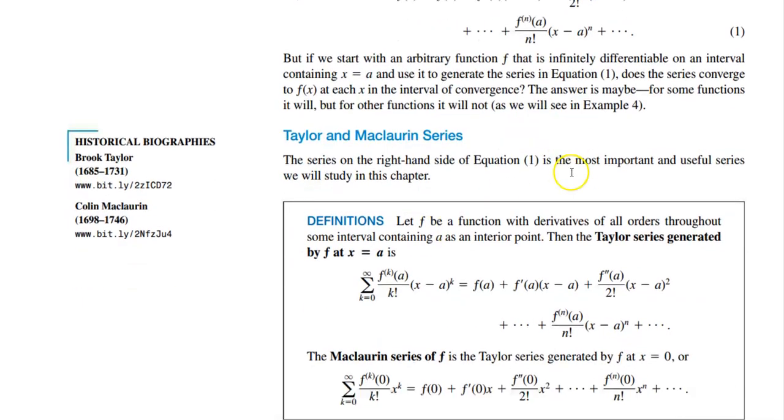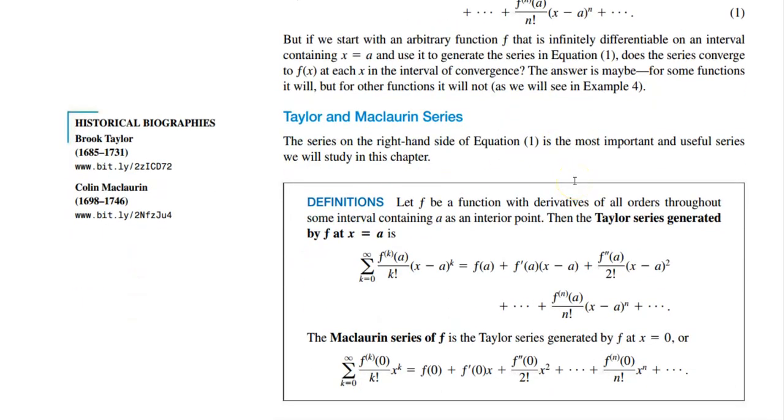So here's our Taylor series definition. Let f be a function with derivatives of all orders throughout some interval containing a as an interior point. Then the Taylor series generated by f at x equals a is the series, the sum over k from 0 to infinity, of the kth derivative of f at a over k factorial times x minus a to the k power. So that's f of a plus f prime of a times x minus a plus f double prime of a over 2 factorial times x minus a squared plus, plus the nth derivative of f at a over n factorial times x minus a to the nth power.